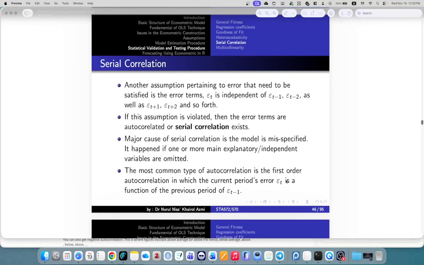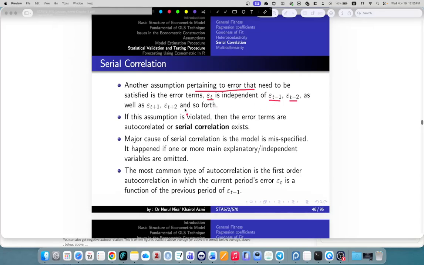All right, next is serial correlation. Serial correlation also pertains to the error terms. Your error term for the last period, T minus one, is lag one. T minus two is the last two periods. E_t is the current one. E_t plus one is lead one, the future, T plus one, and then T plus two.